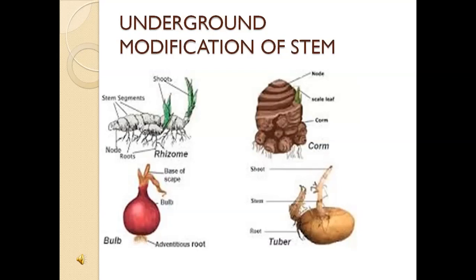Next one, last, tuber. It is an enlarged spherical underground stem that stores food. It has many dormant buds on its surface known as eyes. If we plant a part of tuber with the bud, it grows into a new plant. For example, potato. Potato is an example of tuber, an underground modification of stem.